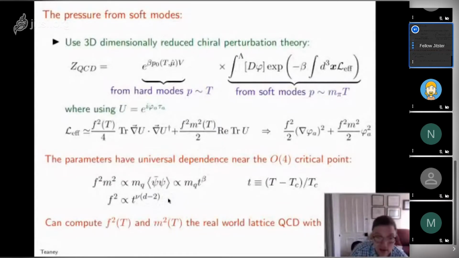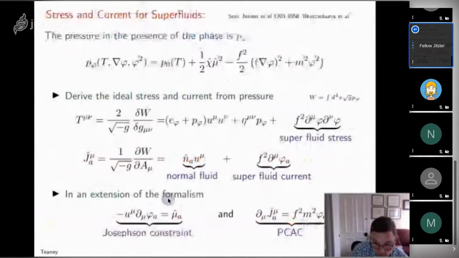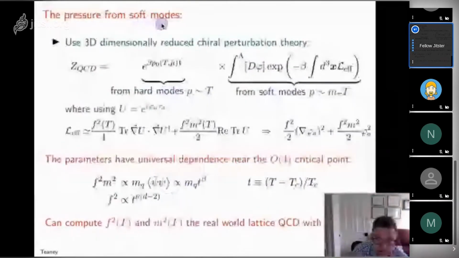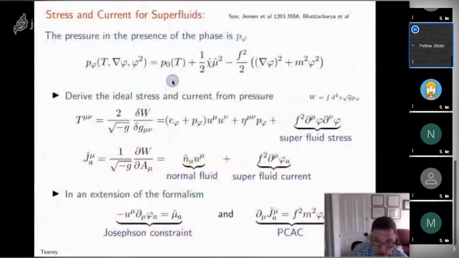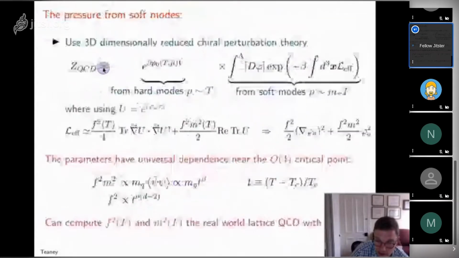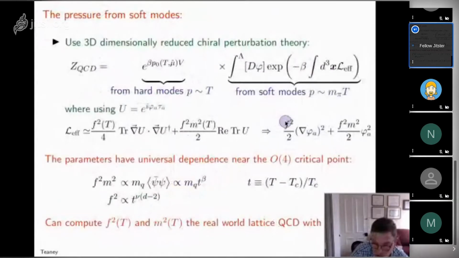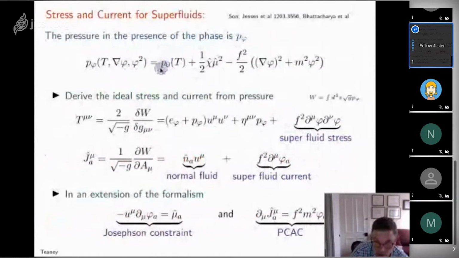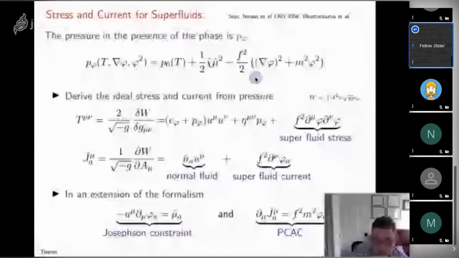Okay, so let's see what that does. Now let's move from Euclidean. So now we're moving from pressure to hydrodynamics. Okay, so the pressure in the presence of this extra phase, the pion, takes this form just from the previous slide. So you go back, look here at my pressure. There's a pressure from all the hard modes. Then there's a pressure contribution from these extra scalars that are running around, the pion phases.